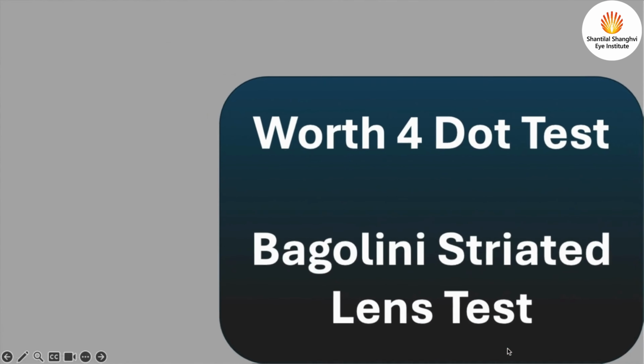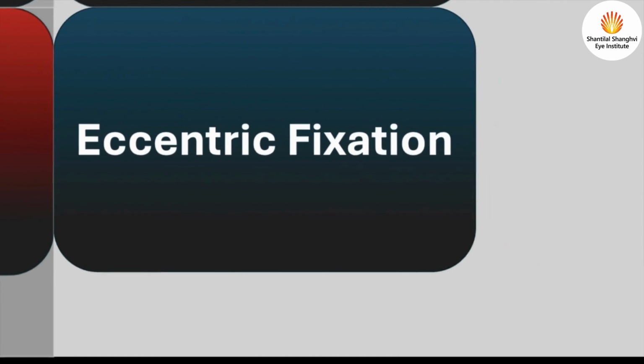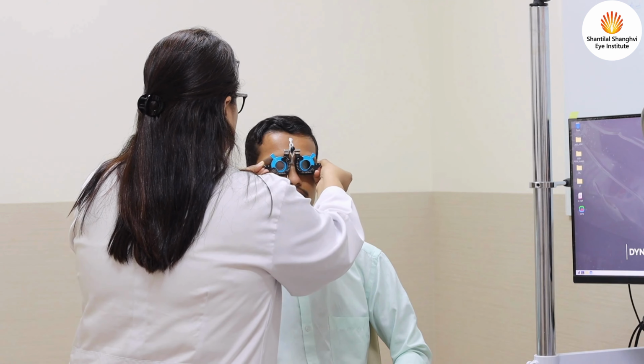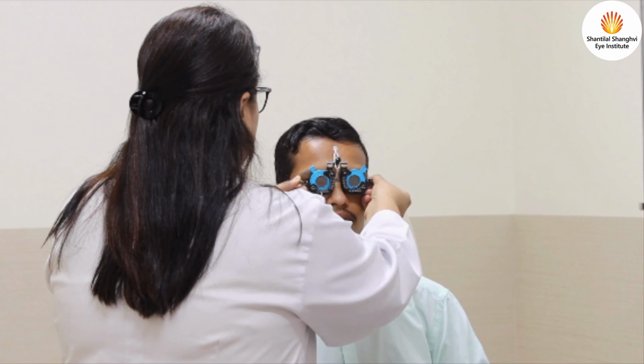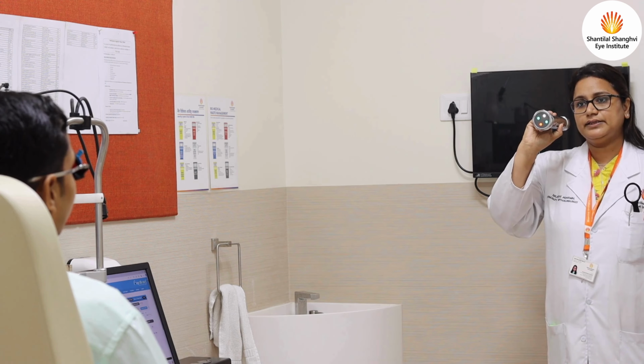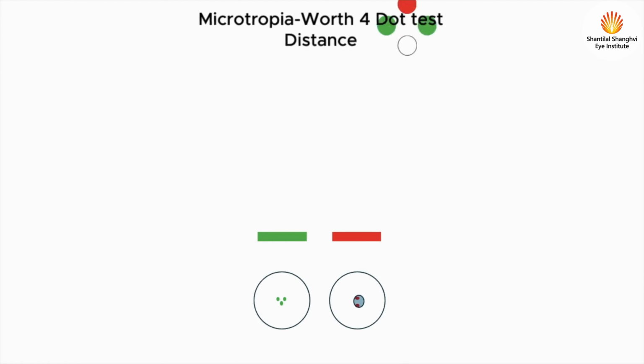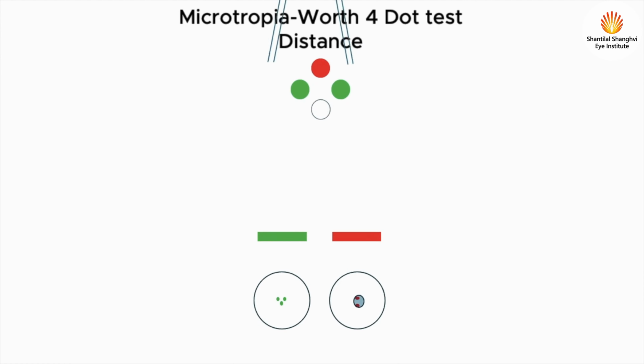Moving on, there are various tests that we can do for evaluation of microtropia. Let's begin with the Worth 4-dot test. This test is performed by placing a red filter and a green filter over the right and the left eye respectively in bright light conditions. It should be performed for both near and distance. A normal response would be to see all the 4 dots. But in a patient with microtropia, when the test is done for distance, the angle subtended by the image would be 1.25 degrees at the fovea.